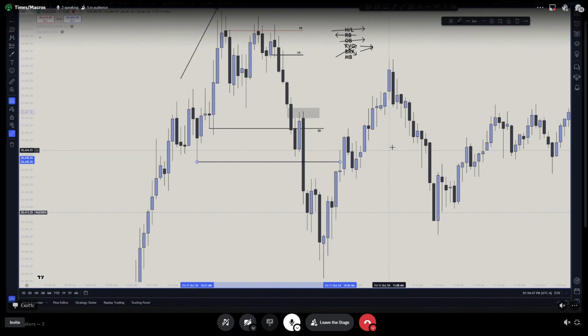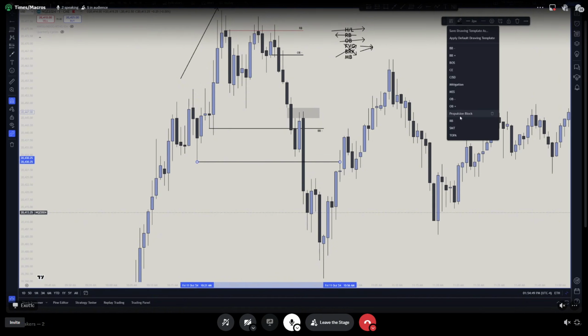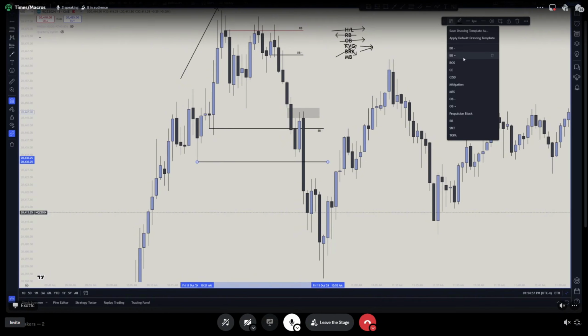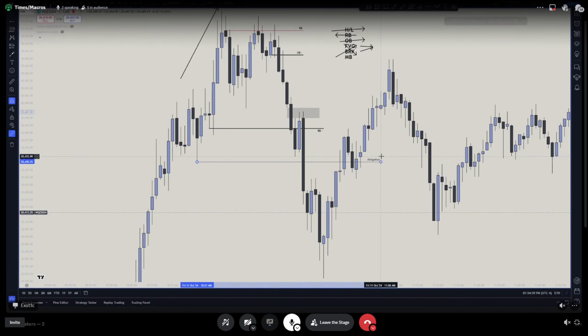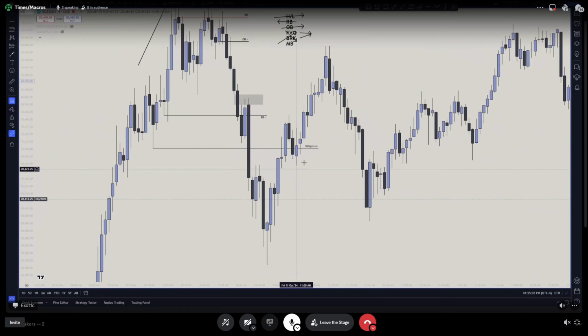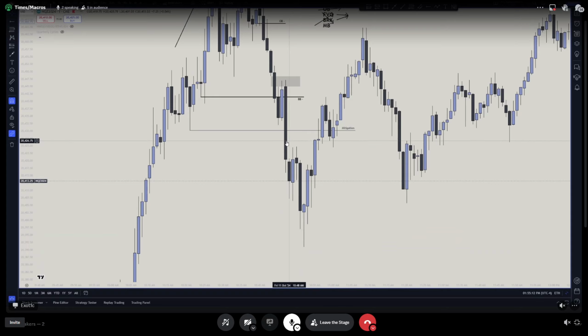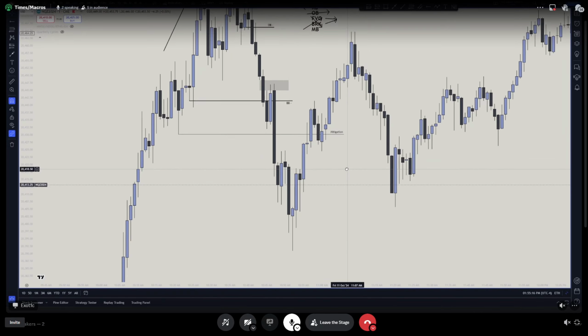And this is the idea where every single PD array should form, and each PD array should, my fault, I just got rid of this. Each PD array should respect and come into this. So your first telltale sign that this sell model was pretty much over was when we failed to react to this mitigation block. And this tells you that this was over and that we had a new smart money reversal here. Does that make sense?